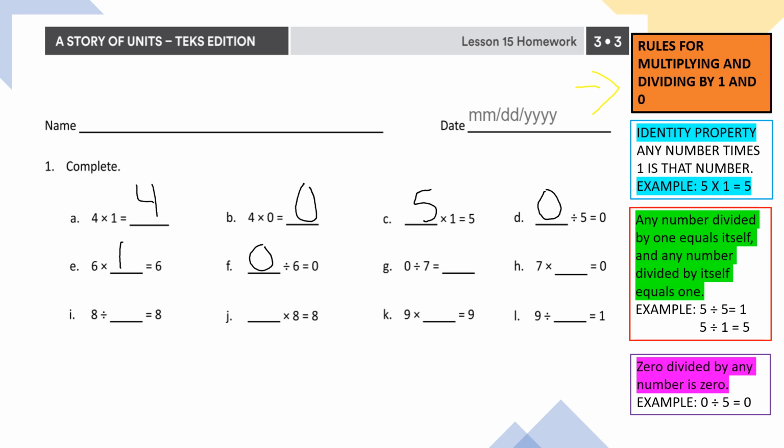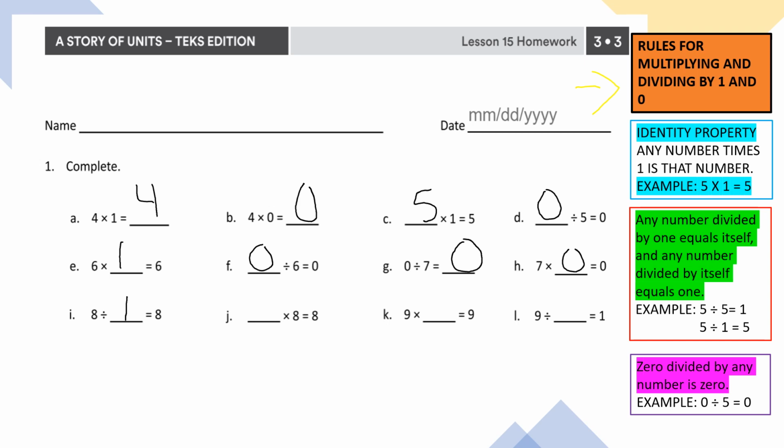Let's look at G. 0 divided by 7 equals, if you said 0, you're correct again. 7 times blank equals 0. If you said 0, you are correct. 8 divided by blank equals 8. Look at your rules over there. If you said 1, then you are absolutely correct.